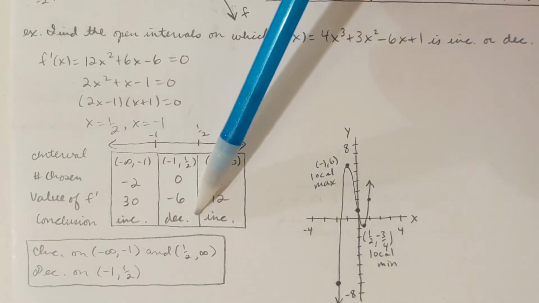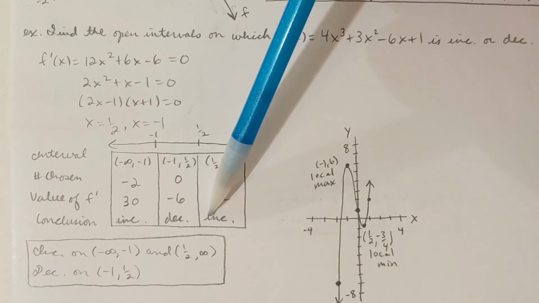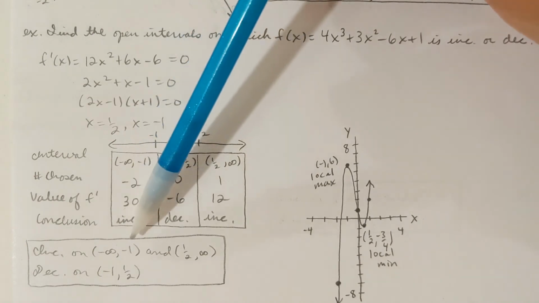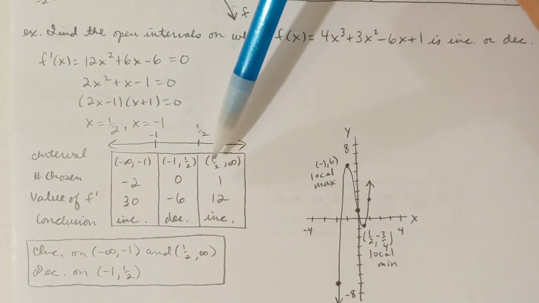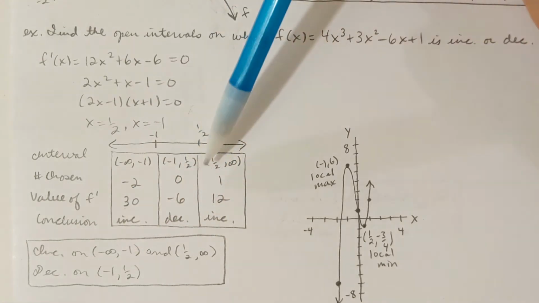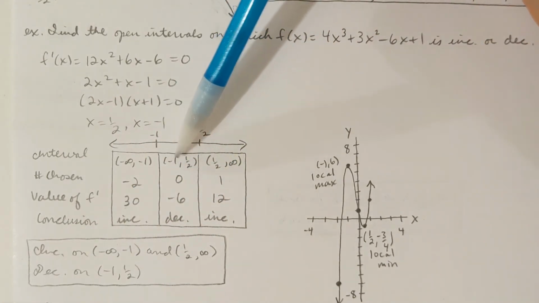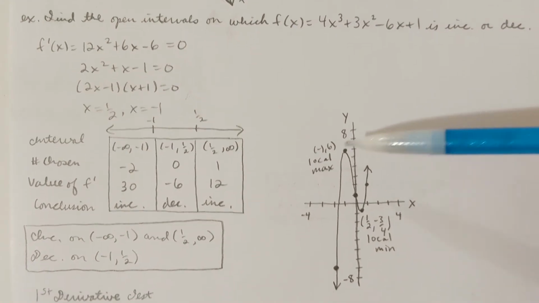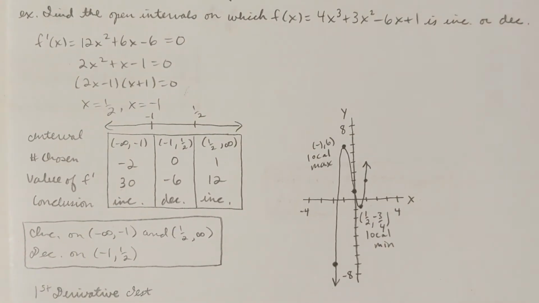And since that's a positive, I'm back increasing again. Okay, so I'm going to be increasing on the interval negative infinity to negative 1, and then also on the interval 1/2 to infinity. I'll be decreasing on the middle part there, negative 1 to 1/2. Okay, a couple things before we look at the graph of this curve here.